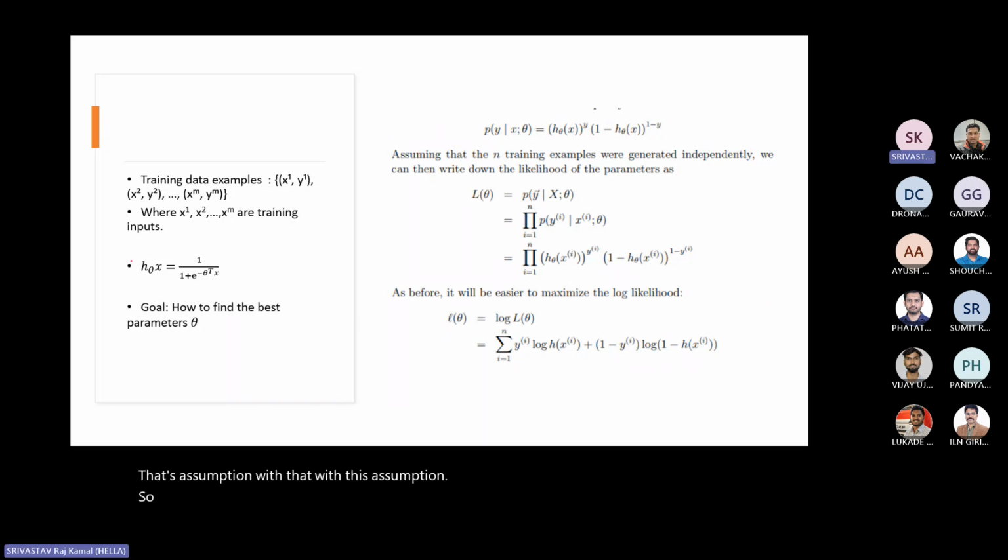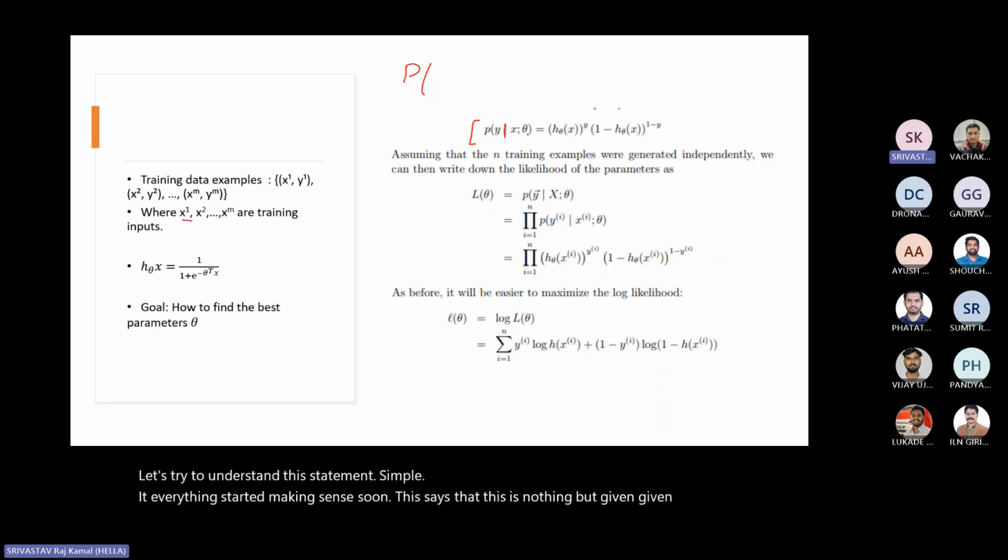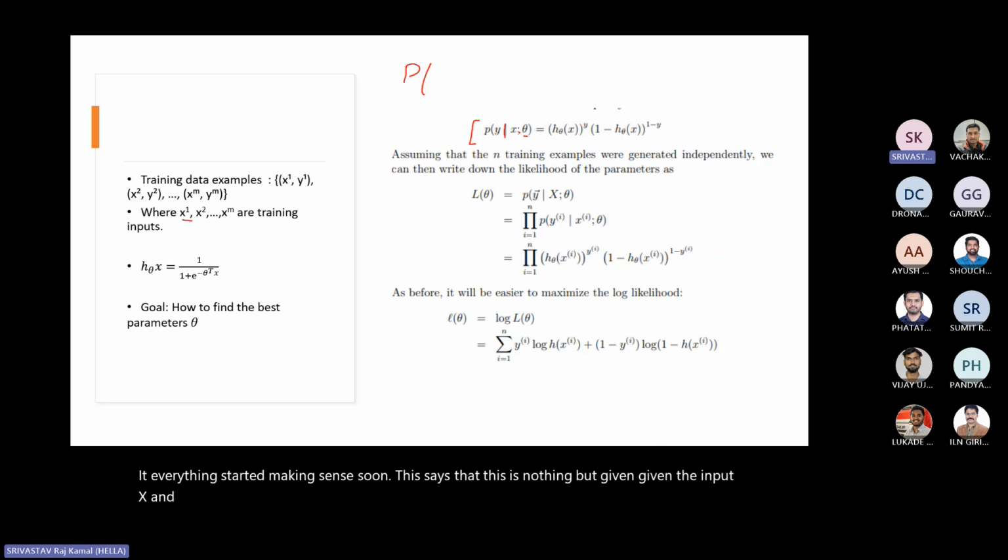So we have all the points here: x1, x2, x3, and so on. Let's try to understand this statement. Simple, everything will start making sense soon. This is nothing but given the input x and the theta, which is already given to you. We assume given some theta and the x, the probability of y is this thing.